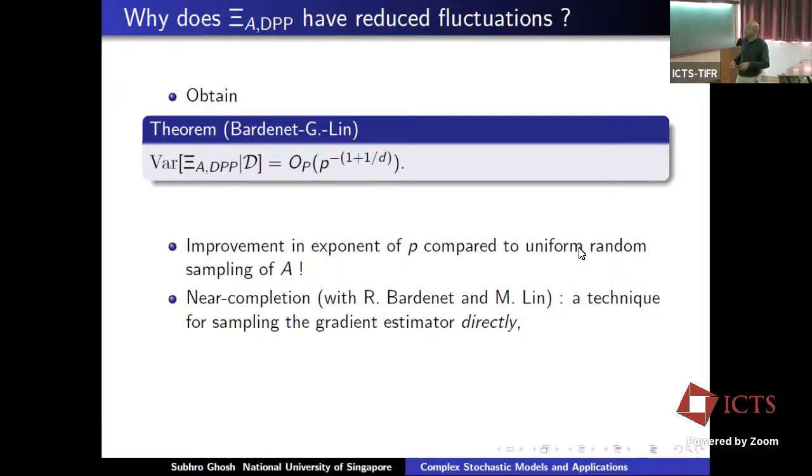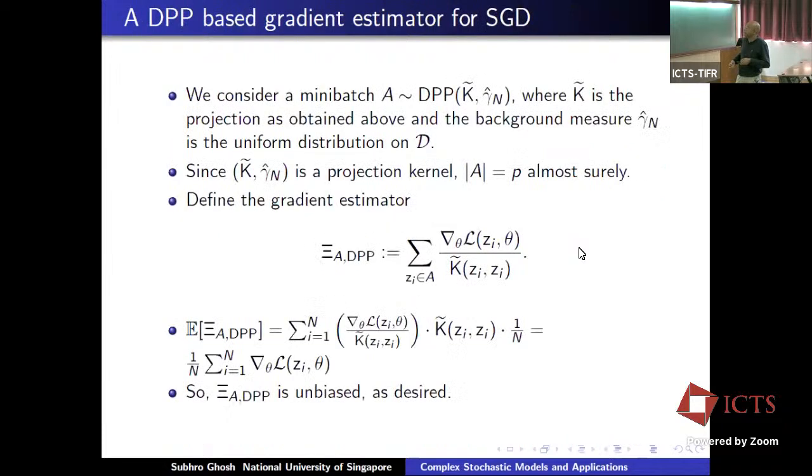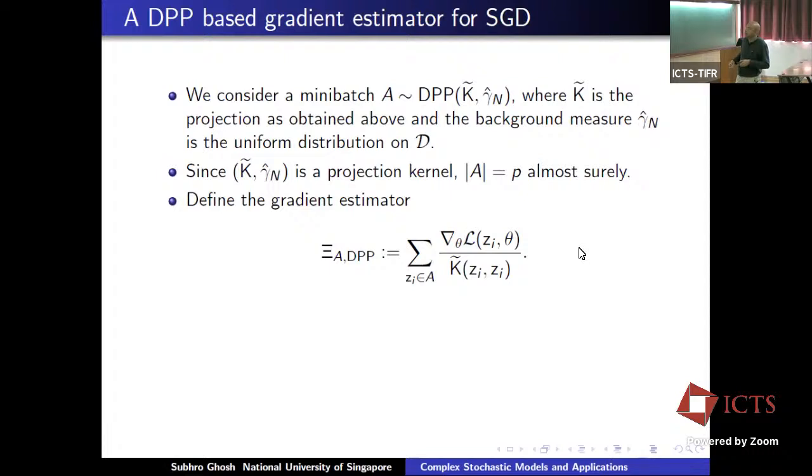What is near completion is this. One important observation here is that we are interested in the gradient estimator. So this is what we are interested in, right? And for that, this sigma A DPP is what we are interested in, and generating the subset A is a step on the way. So this is like a vector valued random variable. If someone could give us a direct way of generating samples from this sigma A DPP, we would not care anymore about the mini batch.